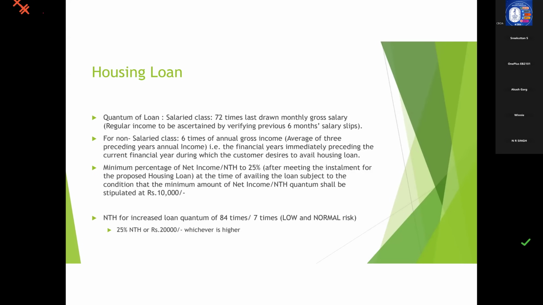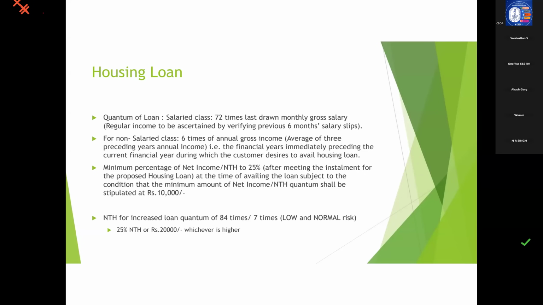Since we have discussed the quantum of loan, the next important product feature is the guideline on the minimum percentage of NTH. The NTH is 25% of gross annual income or 10,000. That is the minimum NTH percentage. It is uniform across the salaried class and the non-salaried class. While calculating NTH, you need to take into account all the existing EMI commitments plus the proposed EMI commitment also.